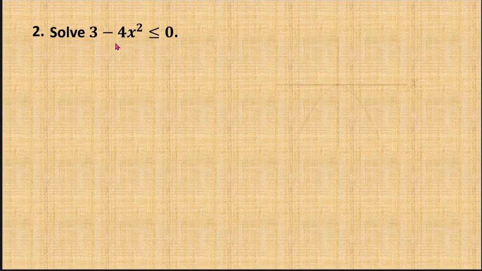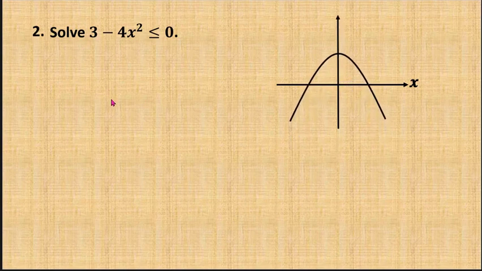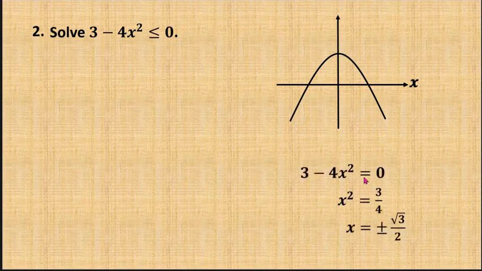Next, we try the second inequality. To solve this inequality by using the graphical method, first I'm going to sketch the graph. Since the coefficient of x power 2 is a negative value, the curve should be an N shape where the turning point is at the origin. Positive 3 means shift the curve upwards by 3 units. Then find the x-intercept. Now the graph is ready.